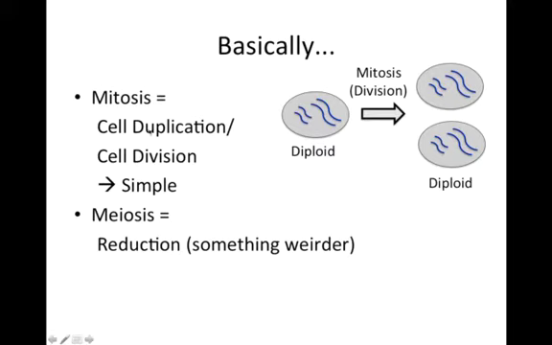And so this kind of brings us back. Again, we want to focus that mitosis is cell division, right? So it's cell duplication, cell division. It does not specifically have to do with diploidy. This is the simple thing. And meiosis, we'll be getting to, is something weirder.